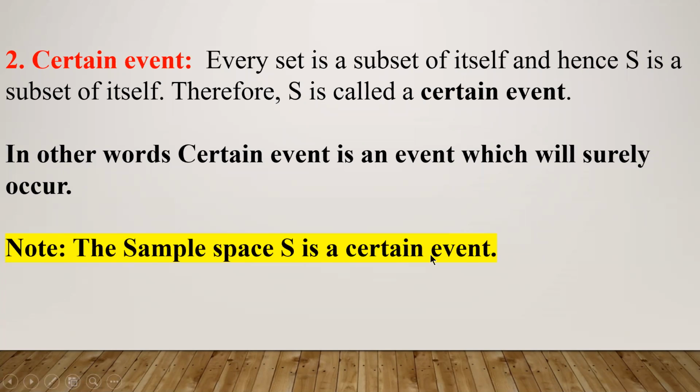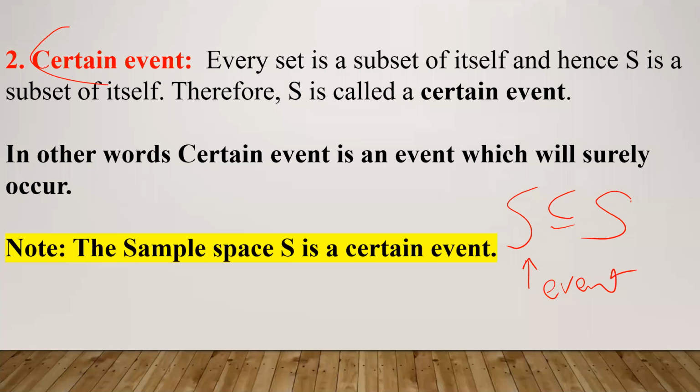As you know, every set is a subset of itself. And we define our event as a subset of the sample space. And S is a subset of itself. So S is also an event. It is called a certain event. Okay.